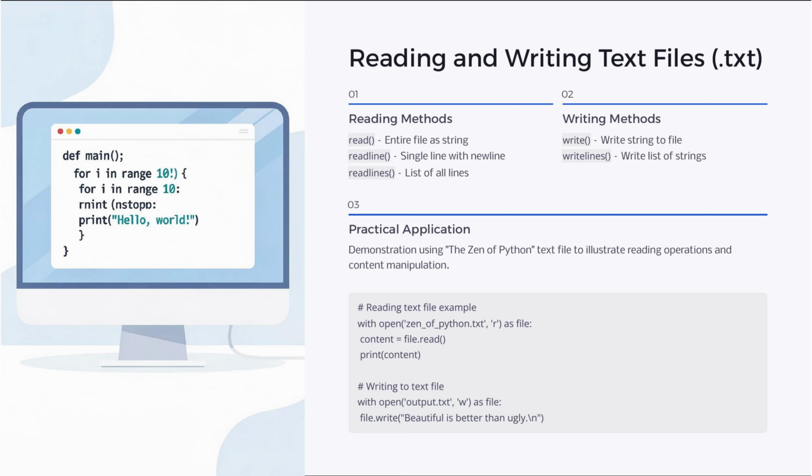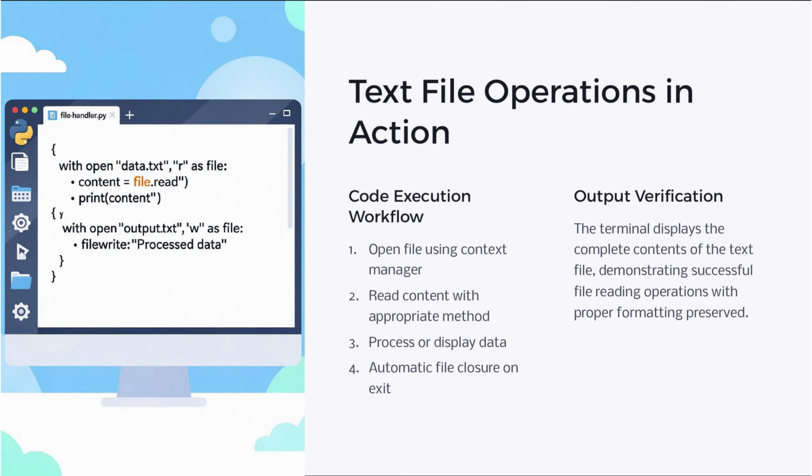Reading text files involves methods like read for entire content, readline for a single line, and readlines for all lines as a list. Writing uses write for strings and writelines for lists. Demonstrating with the Zen of Python, we read and print content, then write a line to output.txt. Utilizing a context manager ensures efficient file handling.